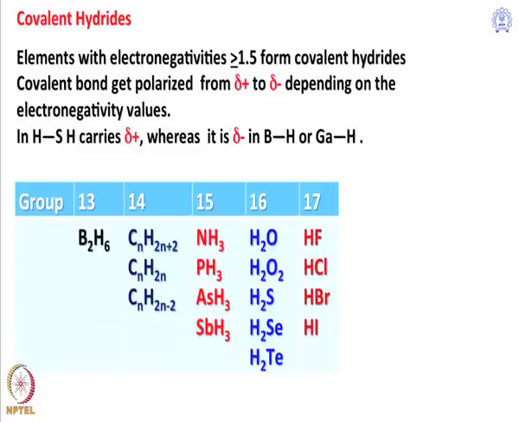And in case of group 15, all the elements form the corresponding hydrides. For example, NH3, PH3, AsH3, SbH3. And bismuth hydride can also be formed, but it is unstable. Of course, the stability of these hydrides decreases as we go from nitrogen to heavier elements. In case of group 16, water, H2O2, H2S, H2Se, H2Te. So, all are hydrides. Of course, in case of halogens, we can see covalent hydrides such as hydrofluoric acid HF, HCl, HBr and HI.